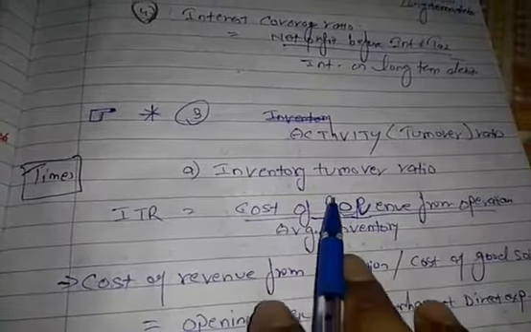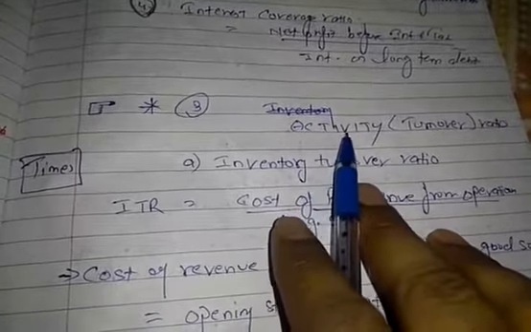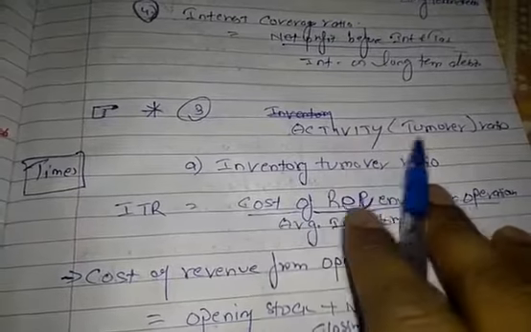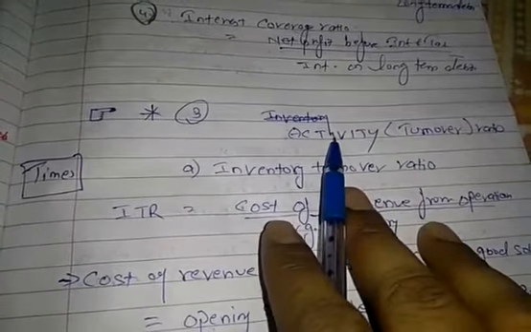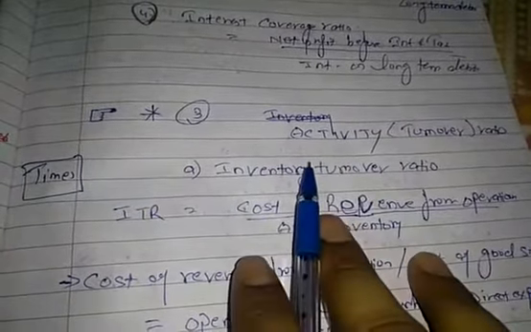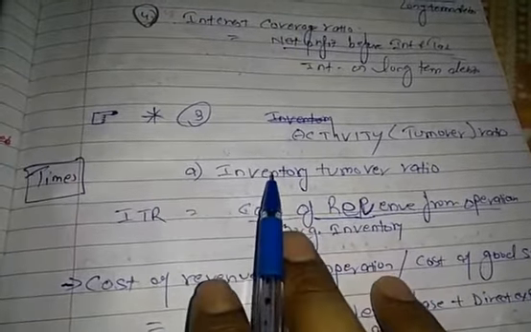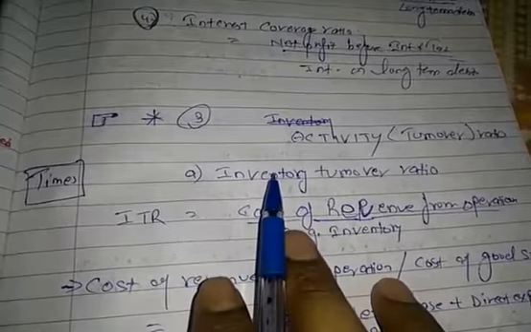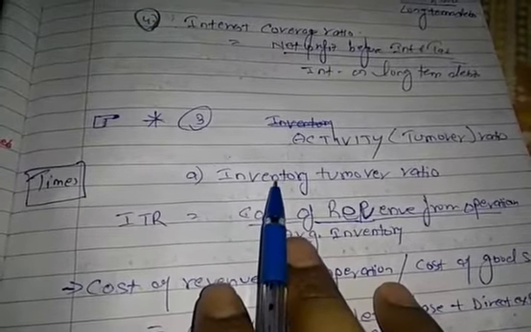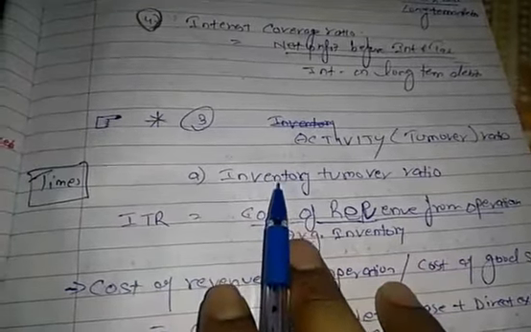Friends, today, continuing the accounting ratios, I am going to explain the activity or turnover ratio. Under this activity ratio, there are four ratios. The first one is inventory turnover ratio. The second is trade receivable turnover ratio, then trade payable turnover ratio, and working capital turnover ratio.